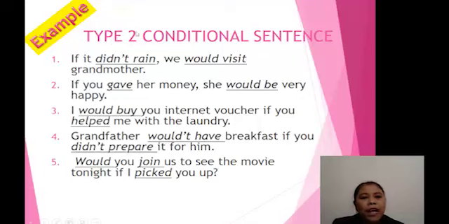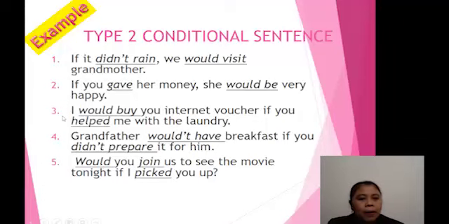Okay, the examples of type 2 conditional sentence. Number 1, if it didn't rain, okay, didn't plus verb 1. If it didn't rain, we would visit grandmother. Would plus verb 1. Second example, if you gave her money, she would be very happy. After if, subject and then verb 1 of give becomes gave, and then would be very happy. If you gave her money, she would be very happy.